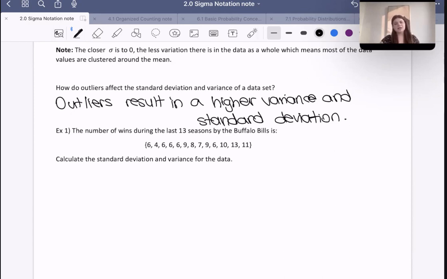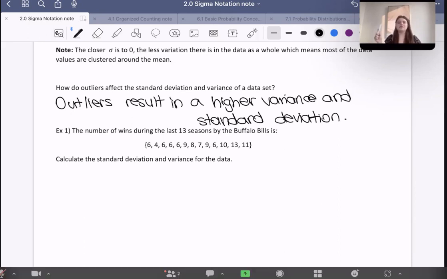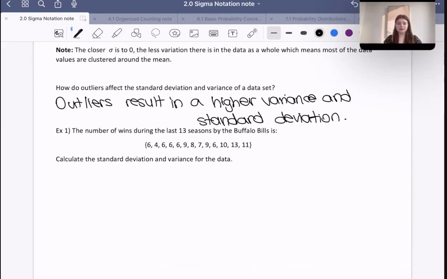Let's think about that. The number of wins during the last 13 seasons. Well, this is all of them. This isn't just a subset of them. It didn't say that 5 of the last 13 seasons' wins are displayed here. No, it's saying that this is all of them. This is the full set. Therefore, we can conclude that this is going to be the population mean.